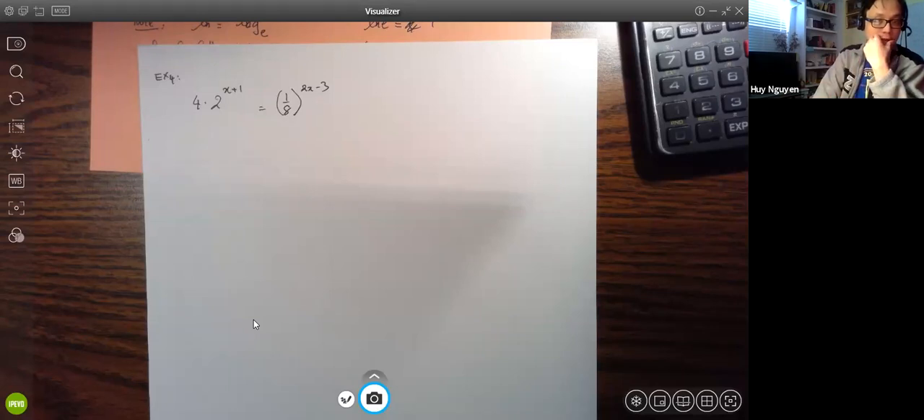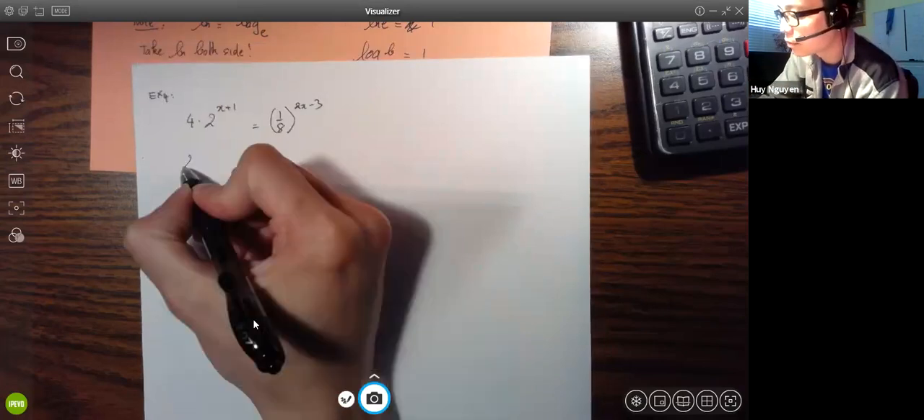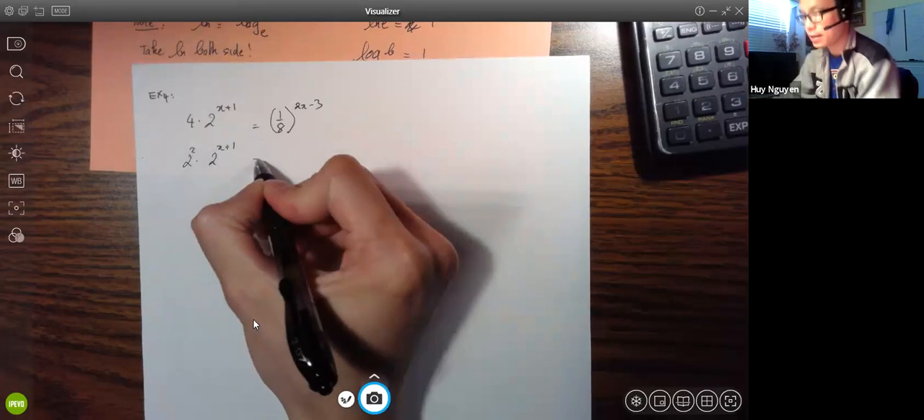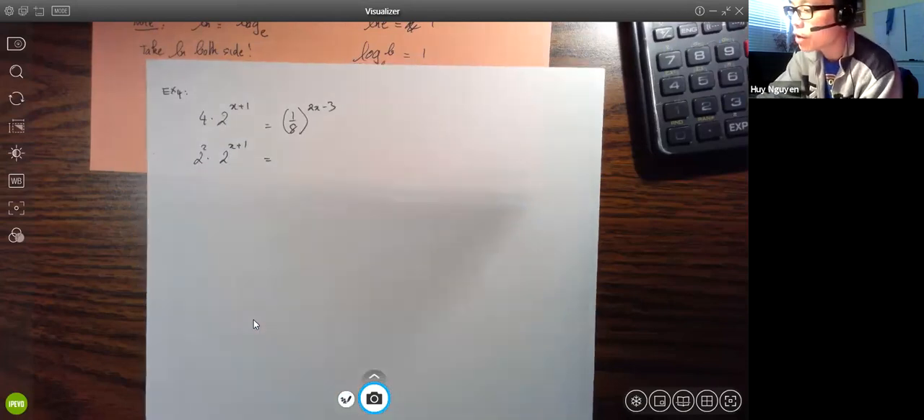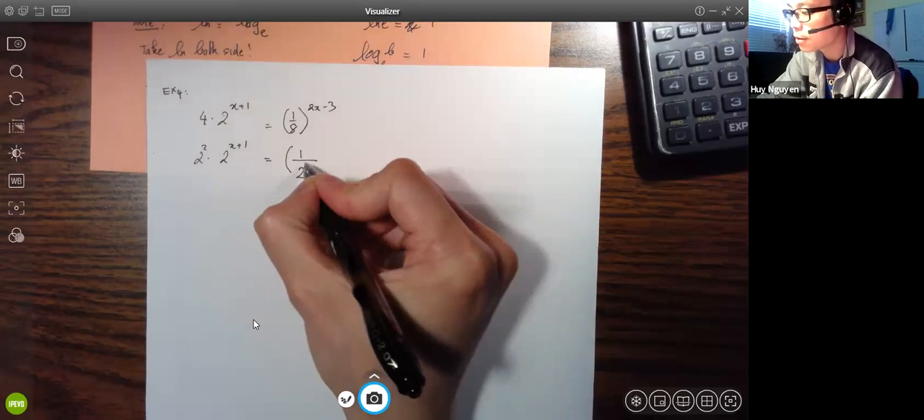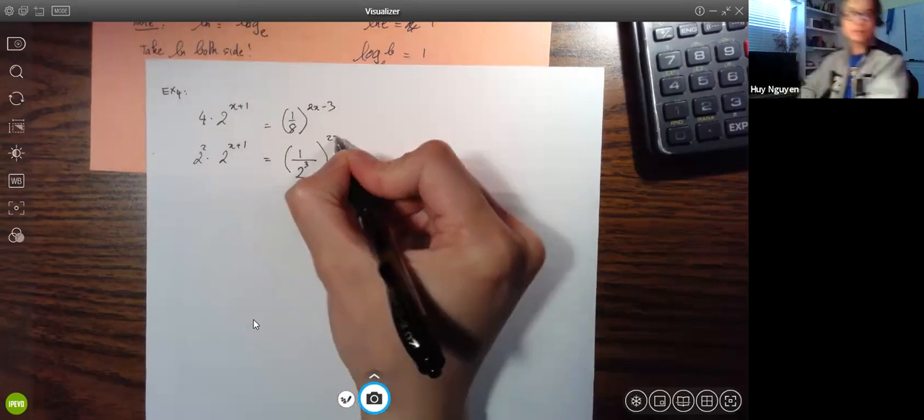Okay. It's good that we convert to one base so that we can simplify. We're going to use the exponential property so that we can simplify things. So 4, I convert it to 2 squared. 1/8 is 1/2 to the 3rd power. Right? Everybody agree with me? Okay.